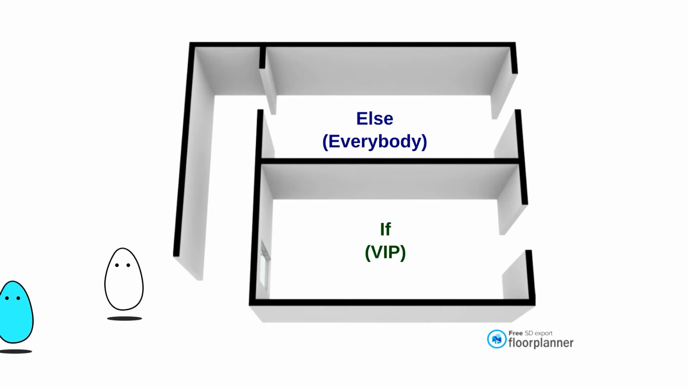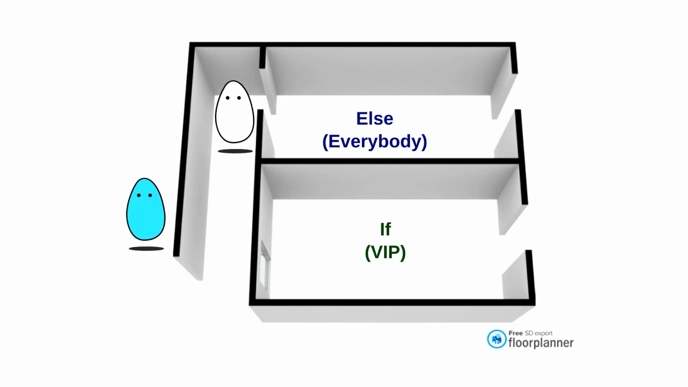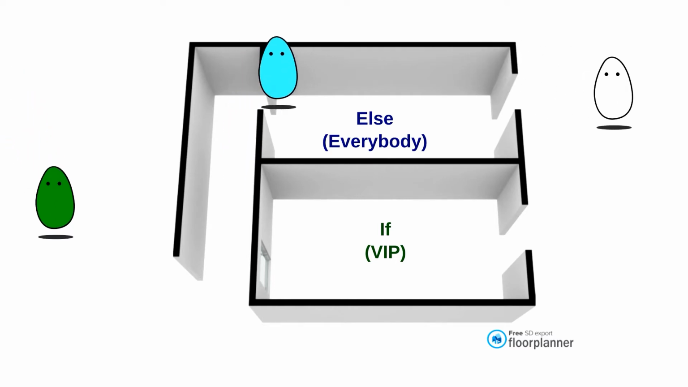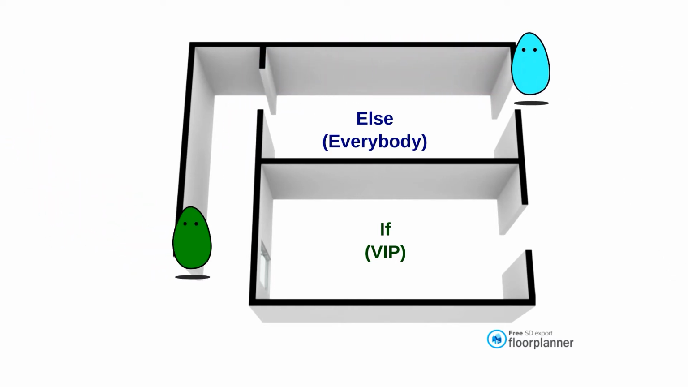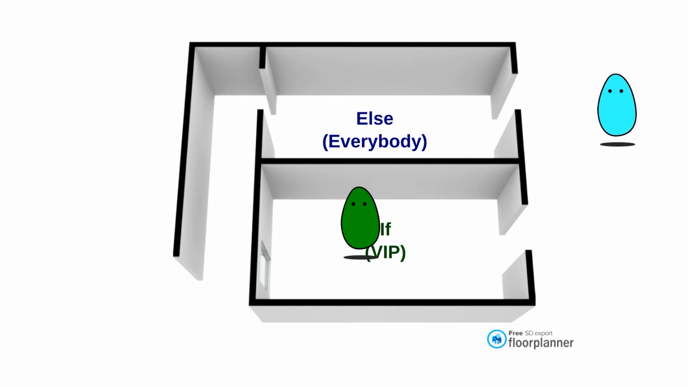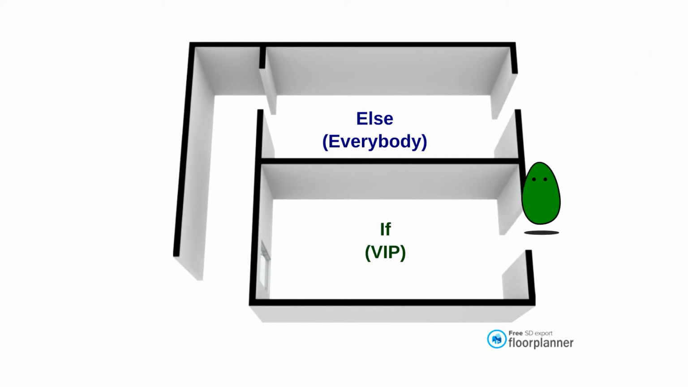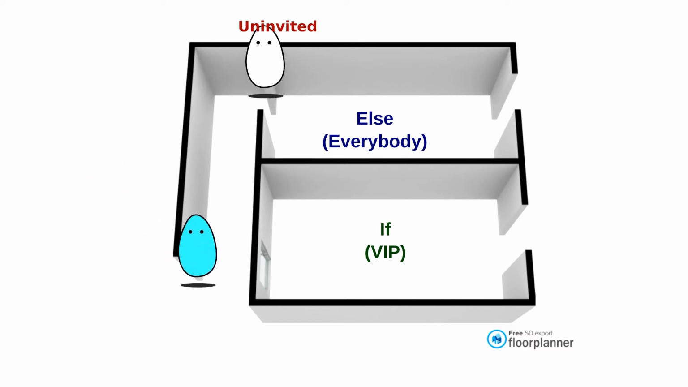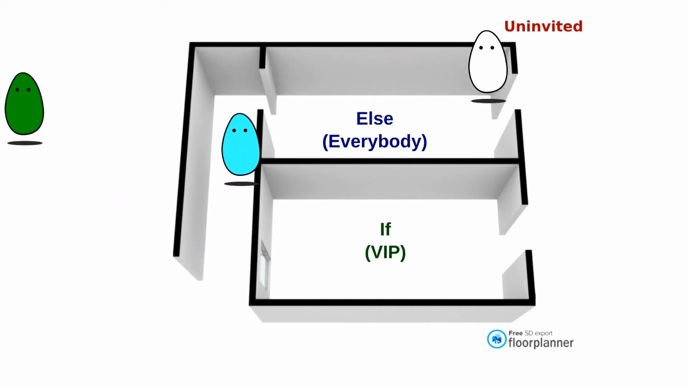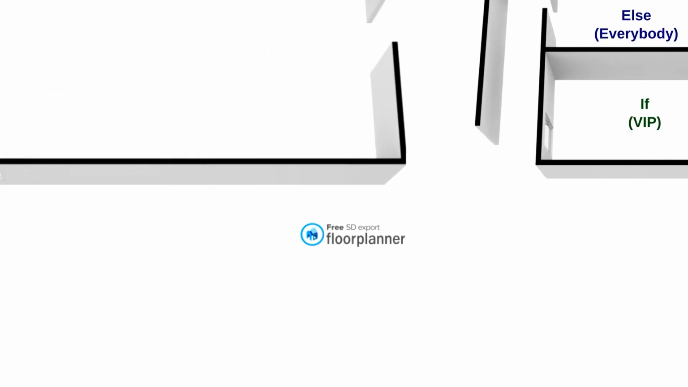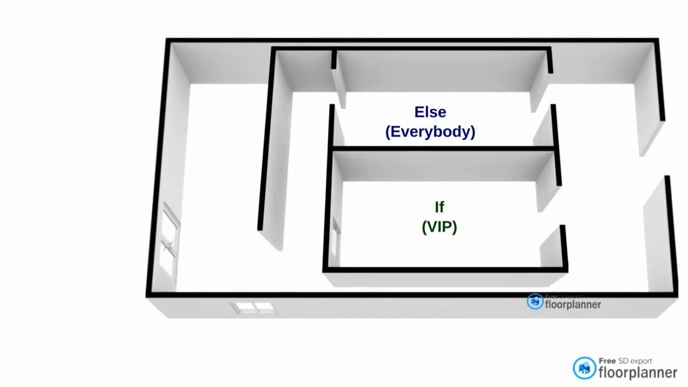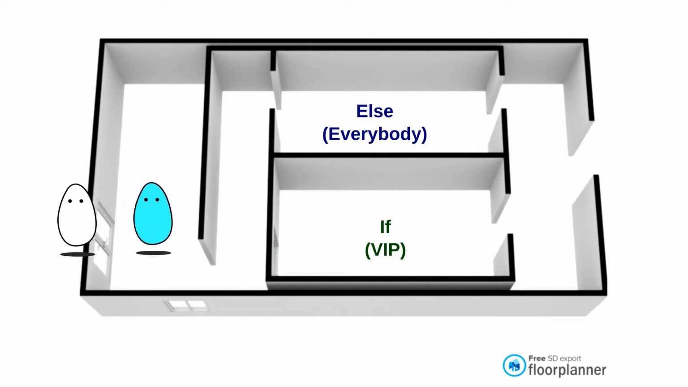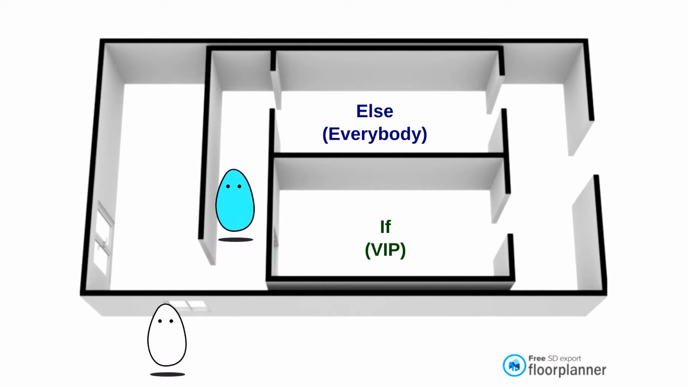Now, supposing we want to separate the VIPs from the others. You guessed it, we use the if-else statement. However, the if-else statement will allow some of the uninvited guests to sneak in. What do? You guessed it again. We combine the if and the if-else statement by simply putting the if statement inside the if-else statement.